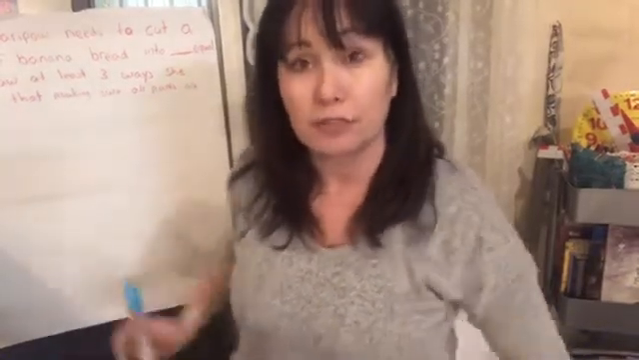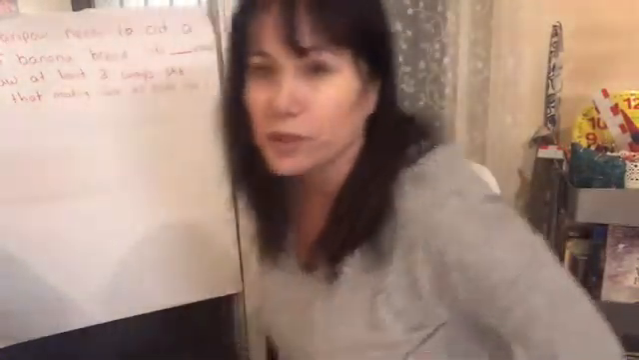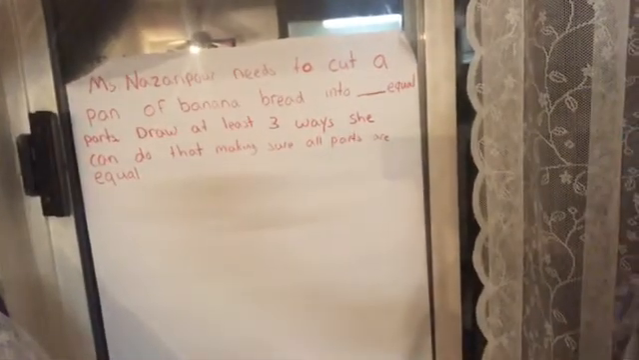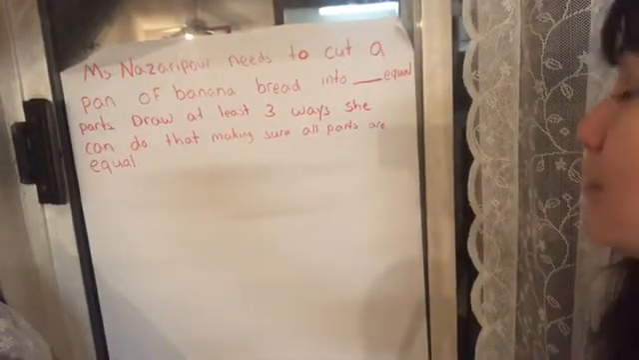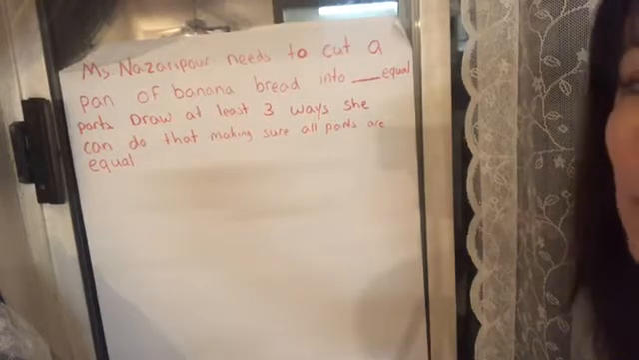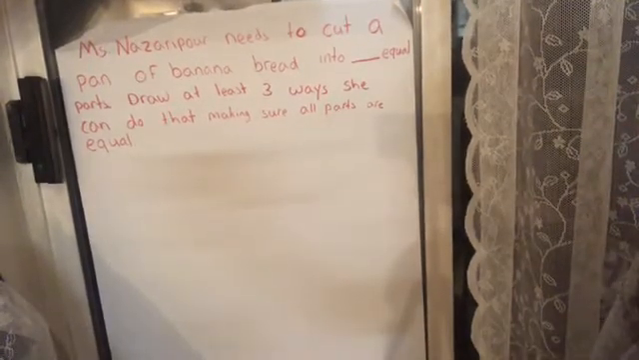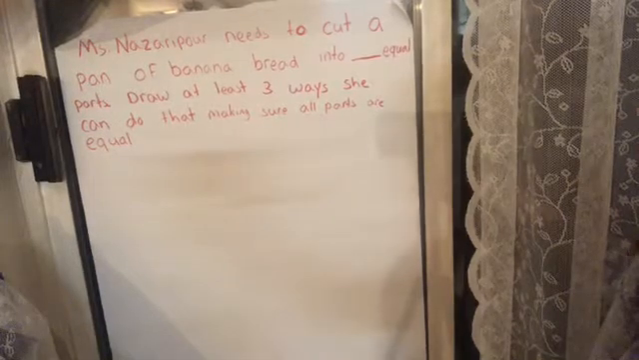Okay, third grade, let's get right into the word problem. I'm going to move you a little bit closer. Miss Nazaripour needs to cut a pan of banana bread into blank equal parts. Draw at least 3 ways she can do that, making sure all parts are equal.